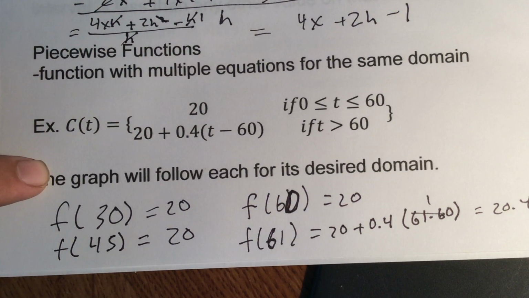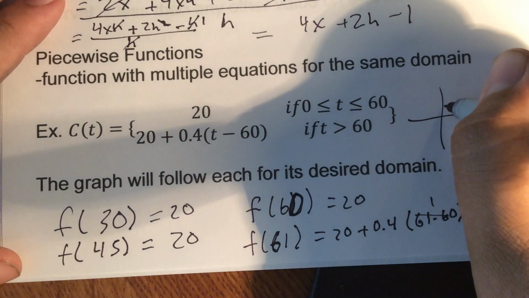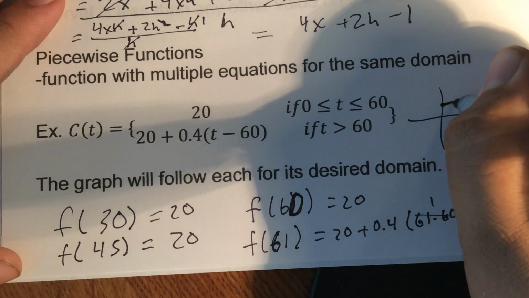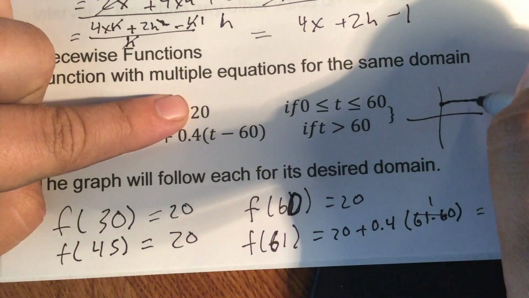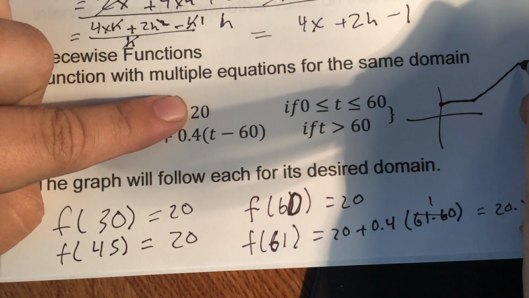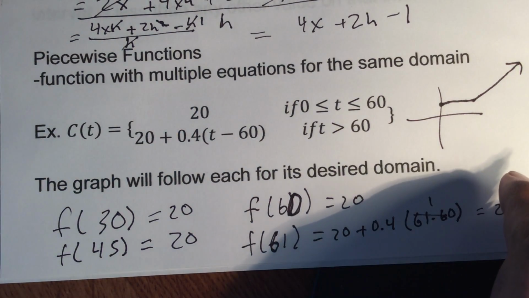Now that graph is going to follow each for its desired domain. So on that graph, we would start and you would see that flat line because they're always 20. Once we hit that 60 mark, then it's going to start sloping up. So it'd be something like that.